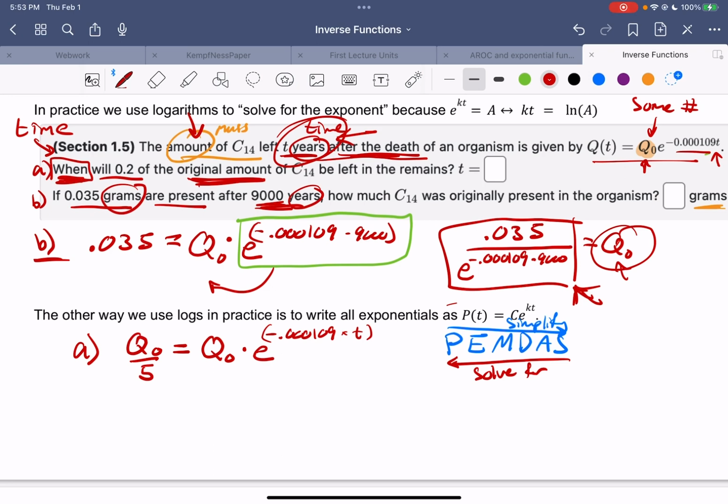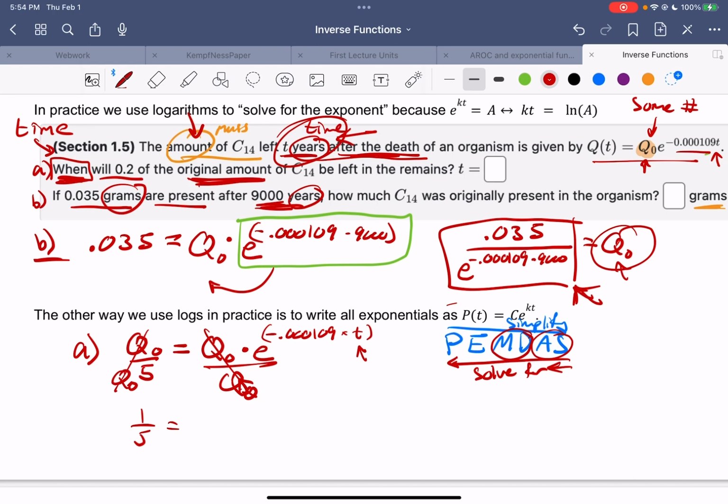Solve for. So what do I mean? I look over here, and I'm trying to solve for t. And I ask myself, is there addition or subtraction? No, there's not. Okay, fine. Is there multiplication or division? Right, I'm going this way. Oh, yes, there is. Here's a multiplication. So get rid of it. What I mean by get rid of it is the side that has t, we want to clean it up. So I'm going to divide both sides by Q naught. And notice what happens. They just go away.